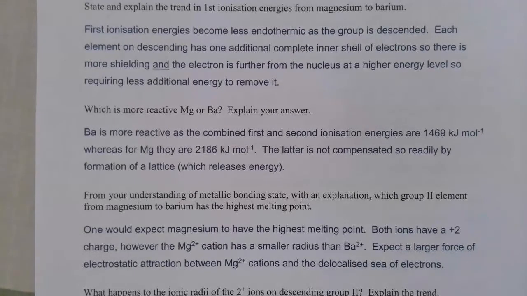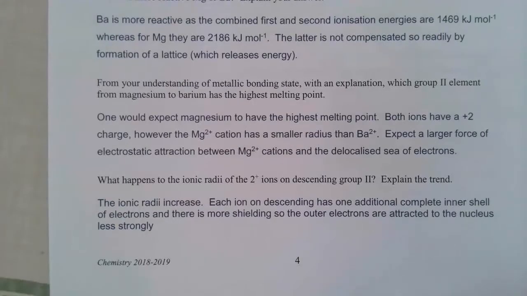Magnesium has a smaller ionic radius than barium, so despite the fact that both of them delocalize the same number of electrons, there's a greater force of attraction between the magnesium cations and the sea of delocalized electrons. Again, the ionic radii increase as you go down the group in the same trend as the atomic radius.